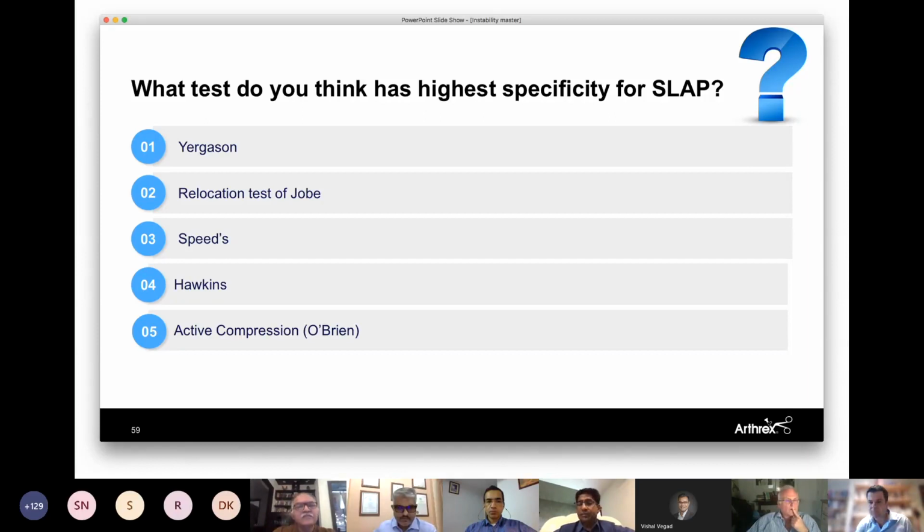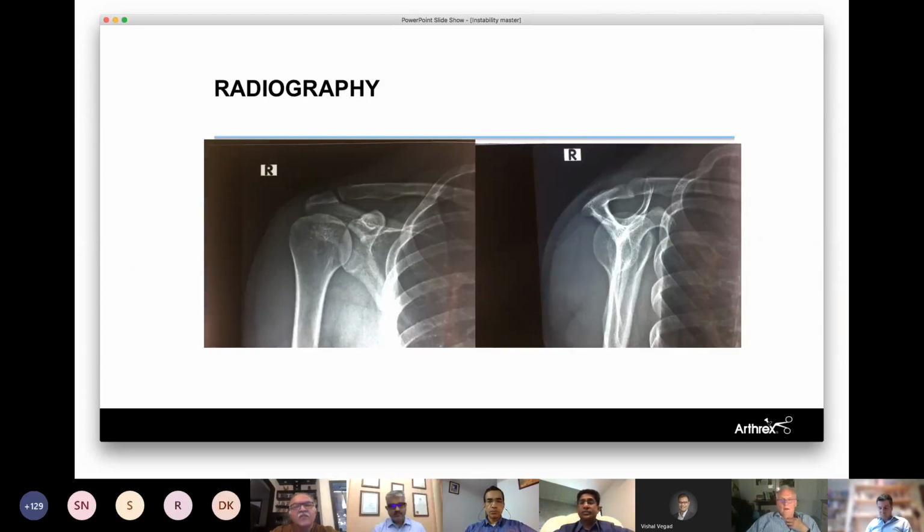And I know we normally use combinations. My favorite combination was O'Brien's test with a relocation test, I think that's about 85%. But a lot of the combinations increase your sensitivity. Dr. Sundar, here are your X-rays.